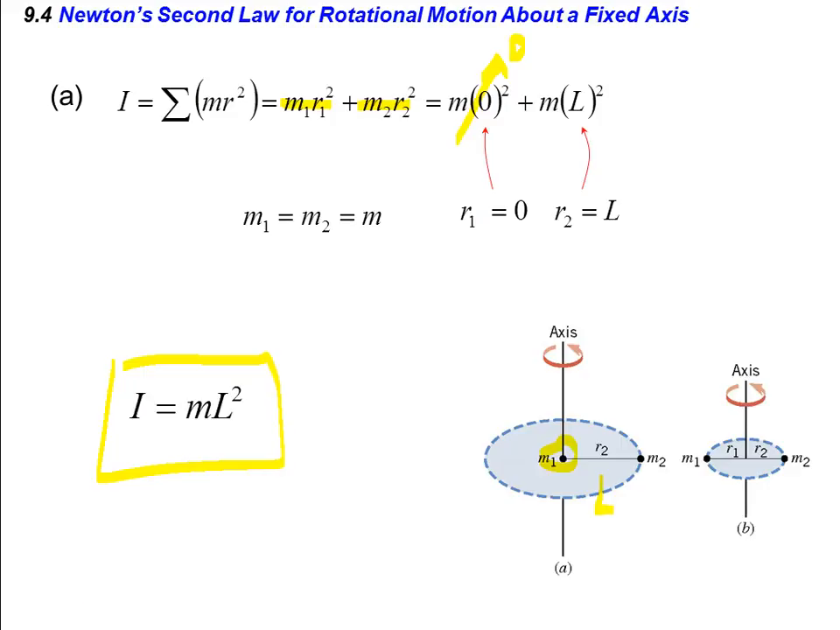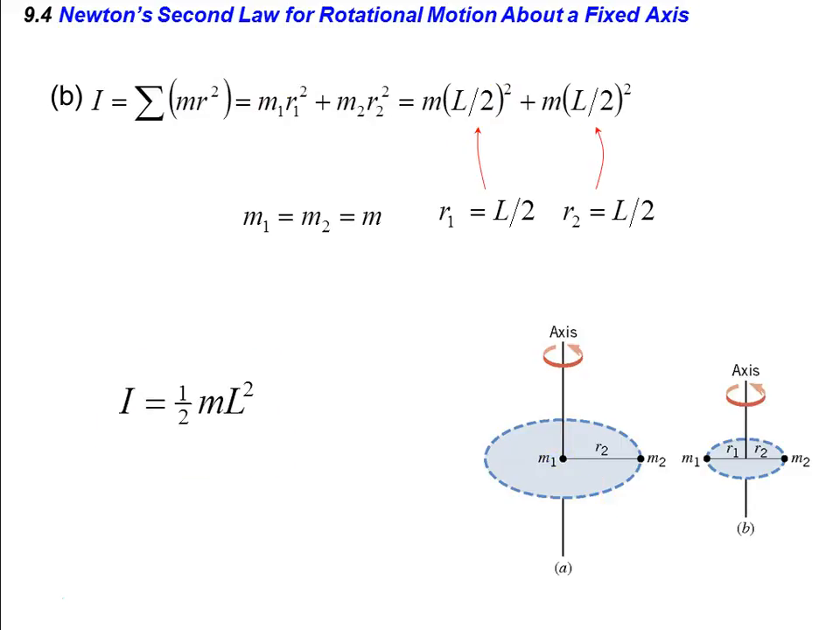The same way that we use kilograms to quantify mass and translational inertia, we will use this, the kilograms times some distance, so a kilogram meter squared, and that will quantify the amount of resistance we'll have to a change in a rotational state. Now looking at part B, it's the same process, but what's different here is that now our radii are both L over 2.